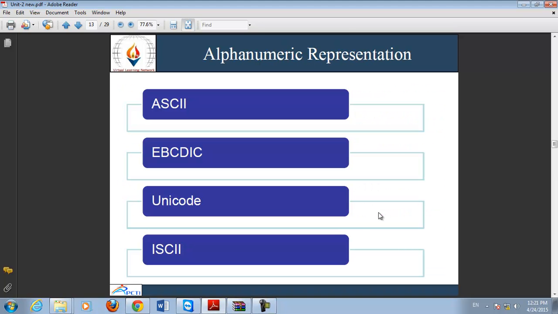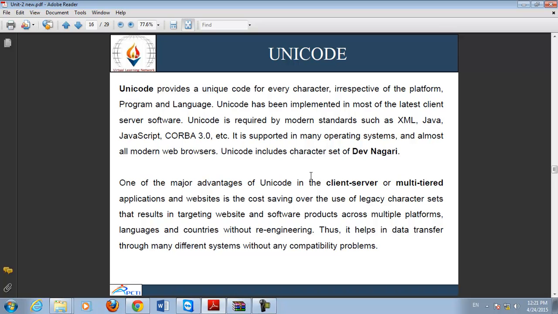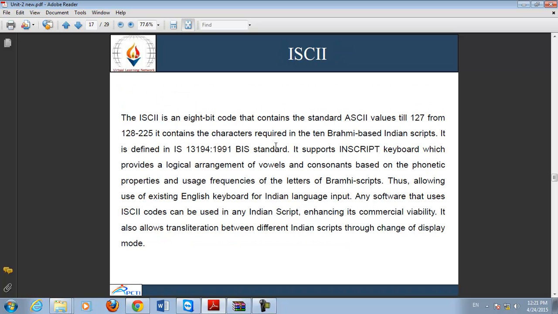Next is ISCII, that is also an 8-bit code which contains standard ASCII values, that is from 0 to 127, and it contains the characters of Brahmi Lipi, Brahmi-based Indian scripts also.